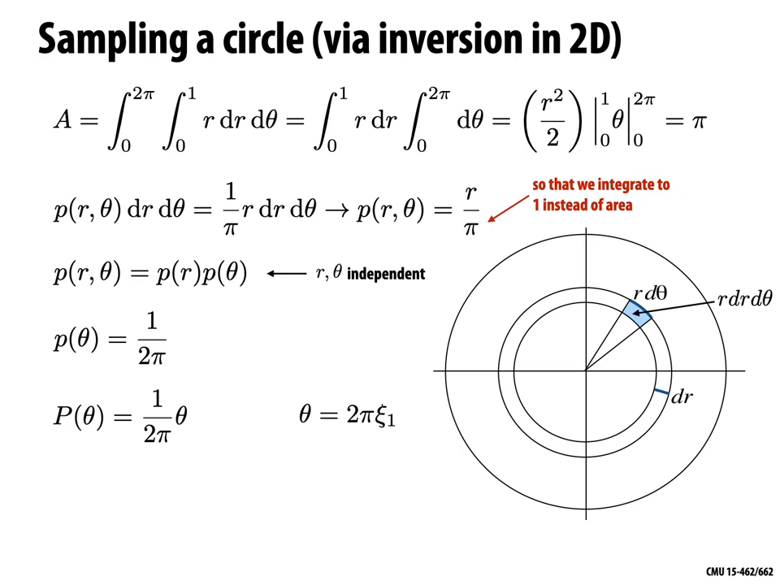And because r and theta are independent, picking r doesn't have any influence on theta and vice versa. We can think of the joint probability for r and theta as a product of p(r) and p(theta). We can say p(theta) is 1 over 2 pi, so capital P of theta is 1 over 2 pi times theta. And theta is equal to 2 pi xi 1. R is equal to square root of xi 2. Then we plug those in and we get the right sampling.